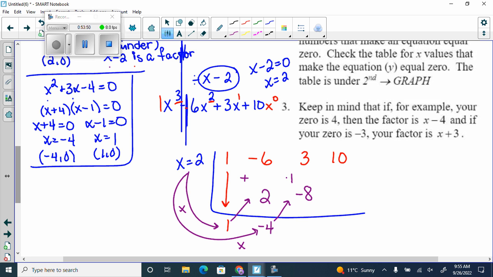Then we're going to add. 3 plus negative 8. We're done adding, so we're going to multiply. We're going to keep doing the exact same thing over and over and over. 2 times negative 5 is? And then we're done multiplying, so we're going to add, and we're going to get a remainder, and we're going to box this, because this is our remainder.